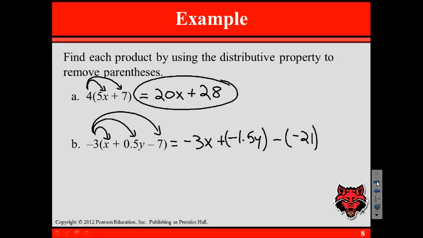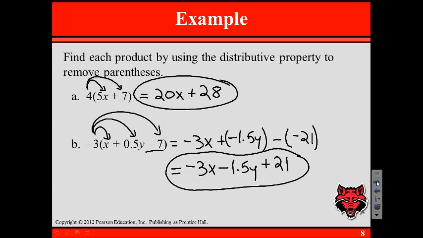It was also perfectly fine to think of this minus 7 as a negative 7, and go ahead and multiply negative 3 and negative 7. And if you did that, you would end up with the same result after we simplify. So I rewrite the result as negative 3x. Now, plus a negative 1.5 is the same thing as minus 1.5y. Minus negative 21 is the same thing as plus positive 21. Of these three terms, none of them are like, so that is the simplified expression.